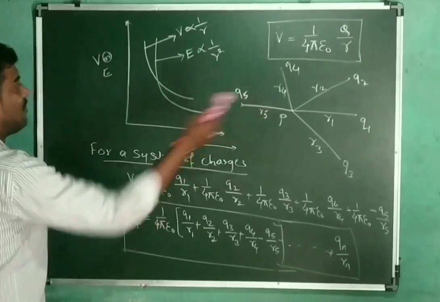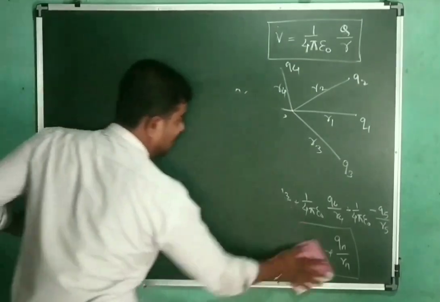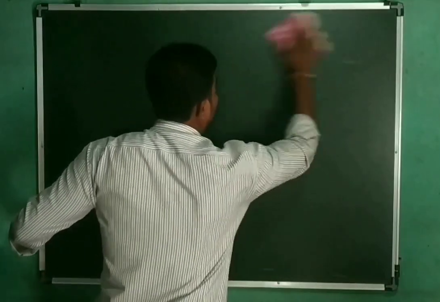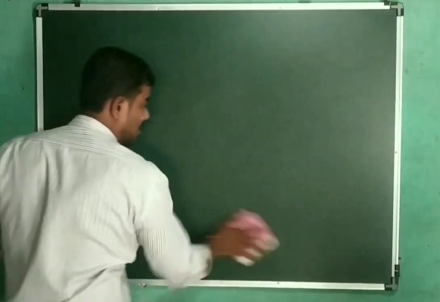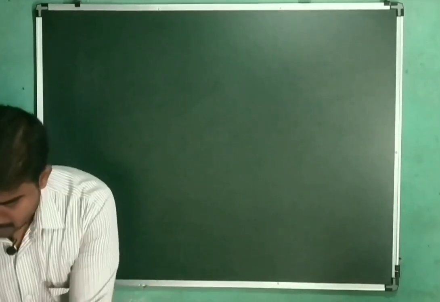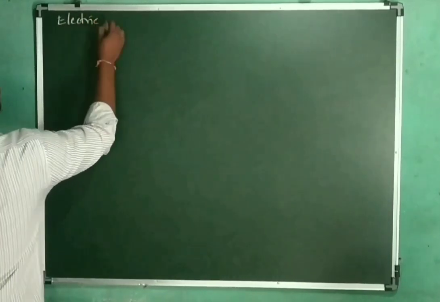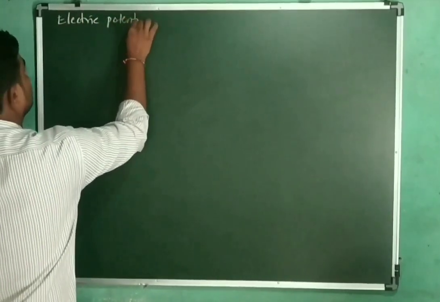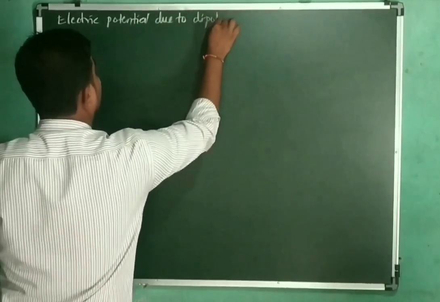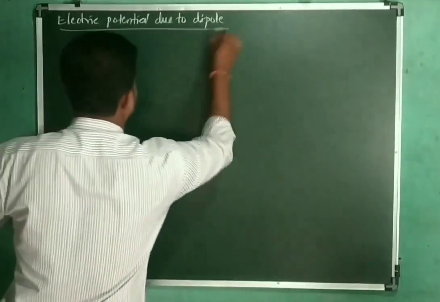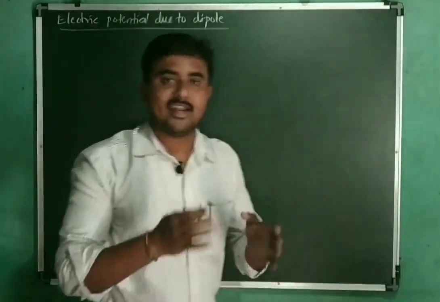Next we shall take up our next discussion: electric potential due to dipole. As we have calculated electric field due to dipole, now we shall calculate electric potential due to dipole. A dipole is a pair of opposite charges separated by a small, finite distance.